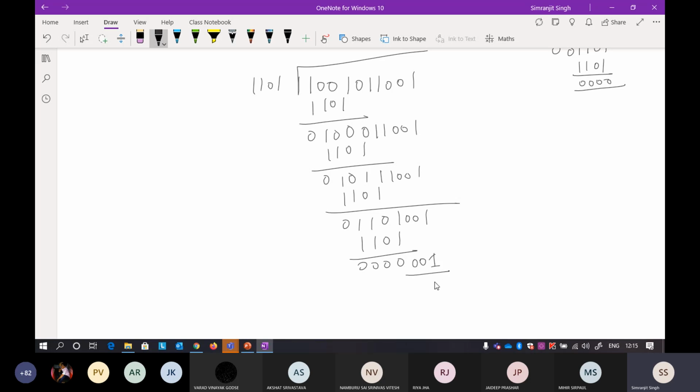In the end I did not get the remainder as 0. So I know that there is some problem in the data sent by the sender. So I'll ask that you send this particular data again to me. That is the advantage of it.